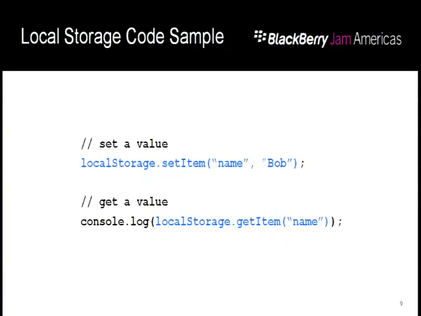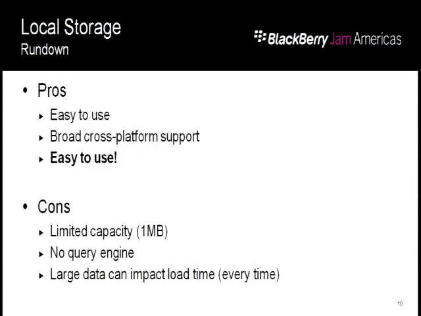You can use local storage, set an item, give it the name and the value, and then at any other point, you can call get item and you'll get that value back. Depending on what you're doing, that's straightforward. That's the simplest you would go. The benefits of local storage: it's super easy to use, and it's broadly supported on multiple platforms. So if you're designing this not only for the device, but also for the web, this works across the board.